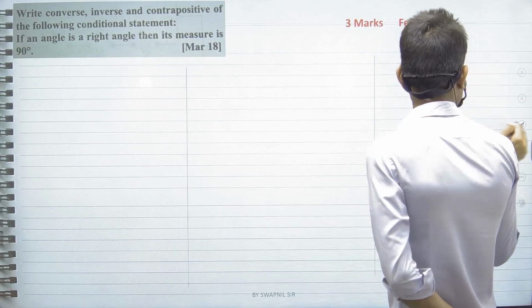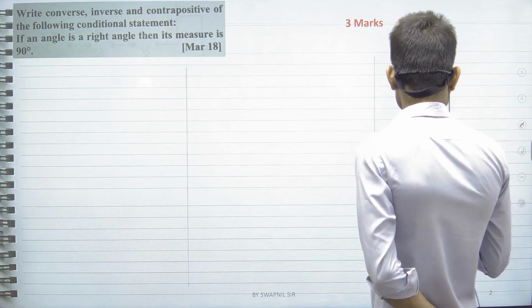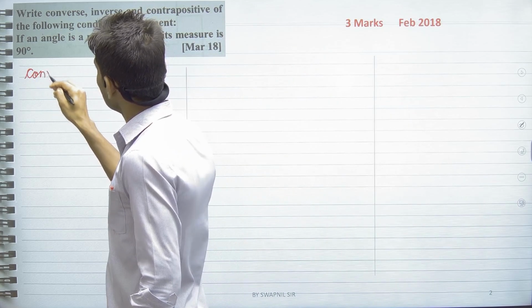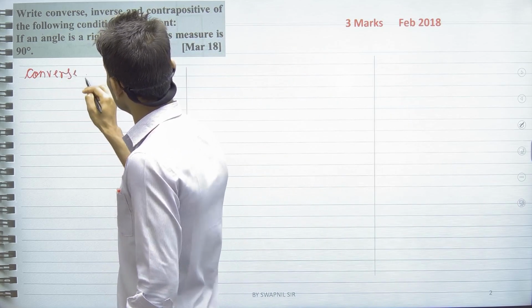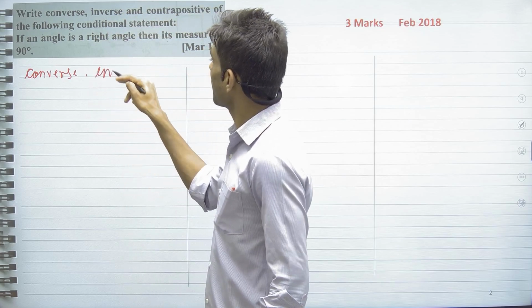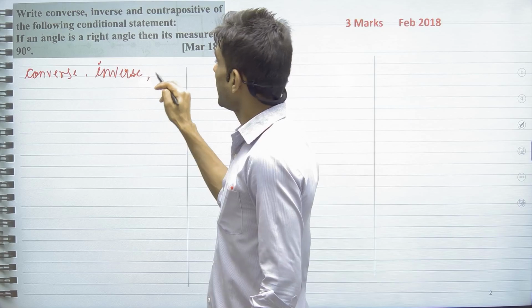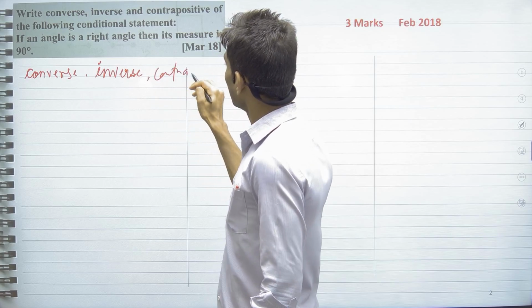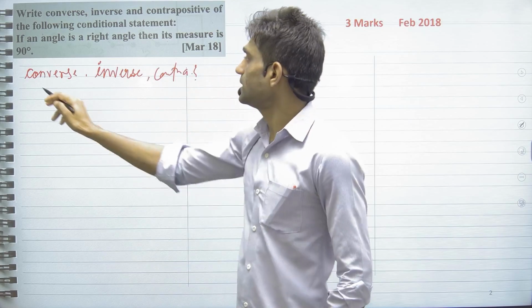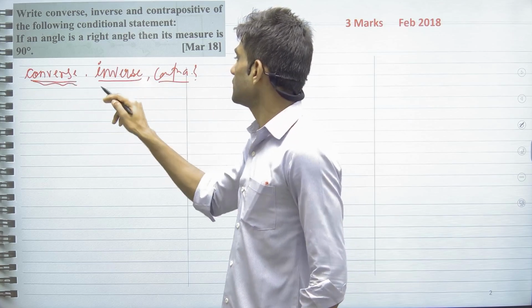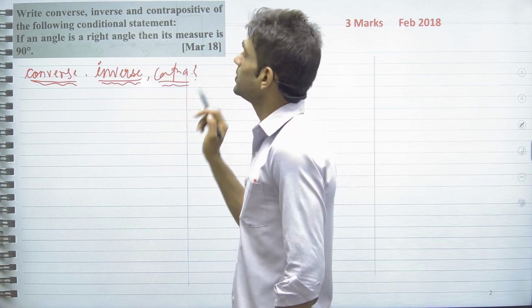We want here converse, after that inverse and contrapositive. Okay, so we want these 3 statements: converse, inverse and contrapositive. So we have to find out these 3 statements.